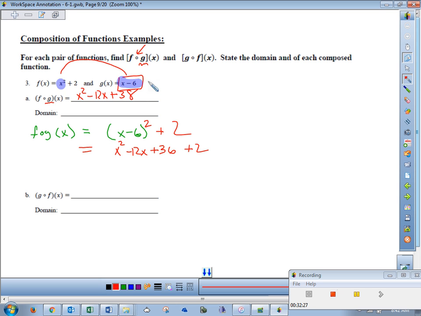They're asking for domain, so we should have looked at the original domains. Aren't original domains totally fine by themselves? This guy has no problem, and this guy has no problem, right? They're all real numbers. There were no x's in the denominator, no square roots. Then look at this. Does he have any problems with him, or does all real numbers work? All real numbers. So in interval notation, that is from negative infinity to infinity.